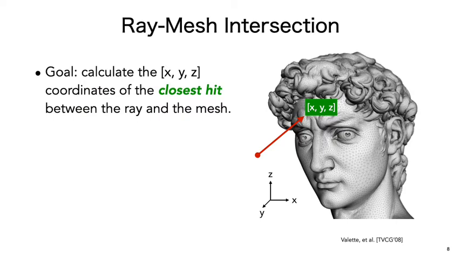A mesh, you can think of it as a 3D piecewise linear approximation, which consists of a bunch of polygons, in this case, triangles. And the goal of ray mesh intersection is, given a ray, calculate the XYZ coordinates of the closest hit between the ray and the mesh.